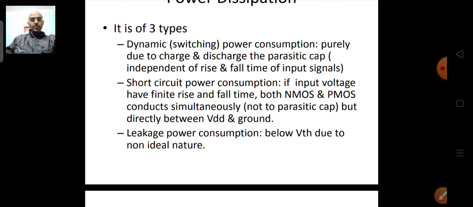One is called the dynamic power dissipation, or the switching power dissipation. The second one is called the short circuit power dissipation, and this comes only when the input has some rise time or fall time. If the input doesn't have any rise time or fall time, as we will discuss in the first case, then you don't have any short circuit power dissipation. But if the input waveform has some rise time or fall time, then obviously there will be some short circuit power dissipation. Dynamic power dissipation will always be there whenever there is switching.